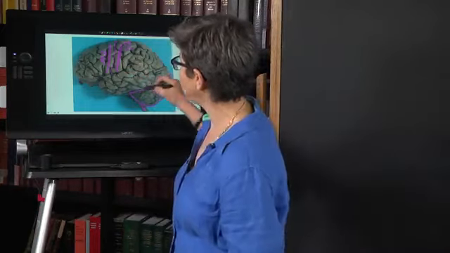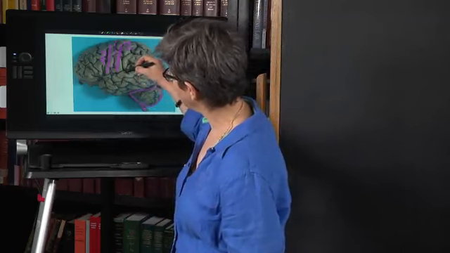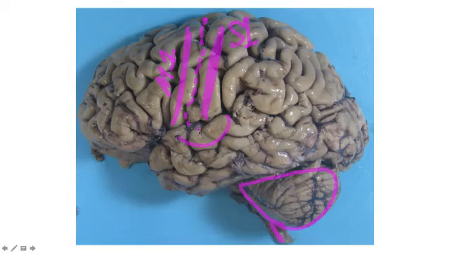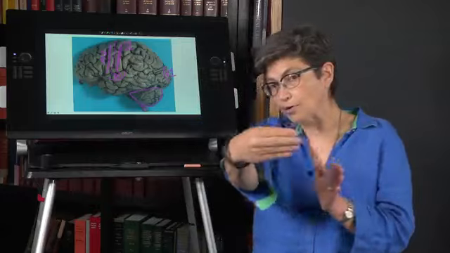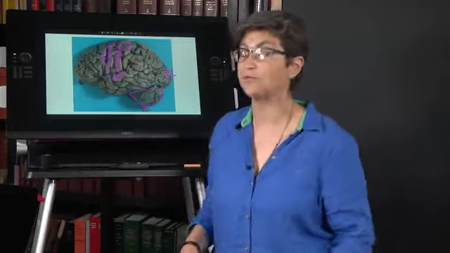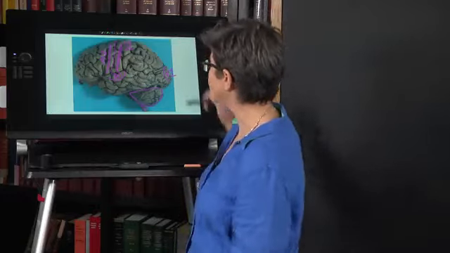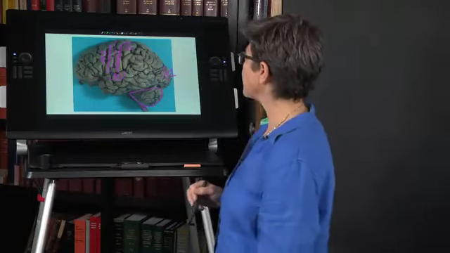Down here in the temporal lobe, right around here is A1. That's auditory cortex, primary auditory cortex. And back here is visual cortex. And remember, most of visual cortex peeks around on the medial surface of the hemisphere. So most of it's not visible from right here.